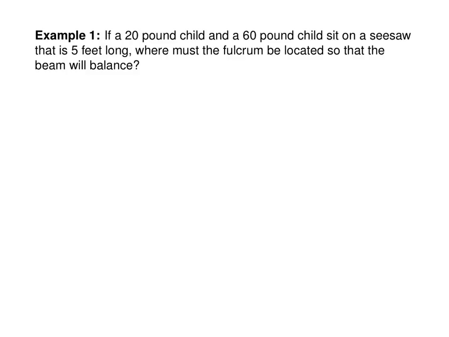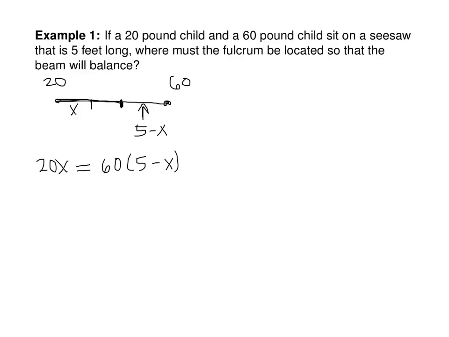So suppose we have a 20-pound child and a 60-pound child that sit on a seesaw that is 5 feet long. So here's our 5-foot seesaw. So the 20-pound kid is over here, and the 60-pound kid is over there. Call the distance from the 20-pound kid to the fulcrum x. So if this distance is x, this distance here is 5 minus x. And we can use the law of the lever to figure out where this x actually is. So we have 20 times x must equal 60 times 5 minus x for that seesaw to be balanced.